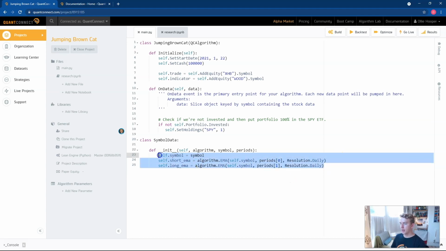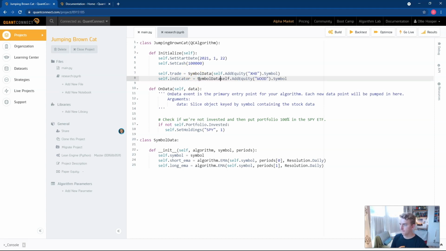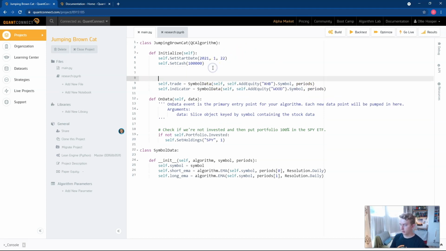So now we have the SymbolData, so we've got the symbol and then the short and long EMA. So let's actually wrap these two in SymbolData so that this gets created automatically. And let's make sure to pass in the algorithm at the start and then the periods at the end. So self and then periods. And let's create this periods variable up here. So it's just going to be the same as before, 30 and 90.